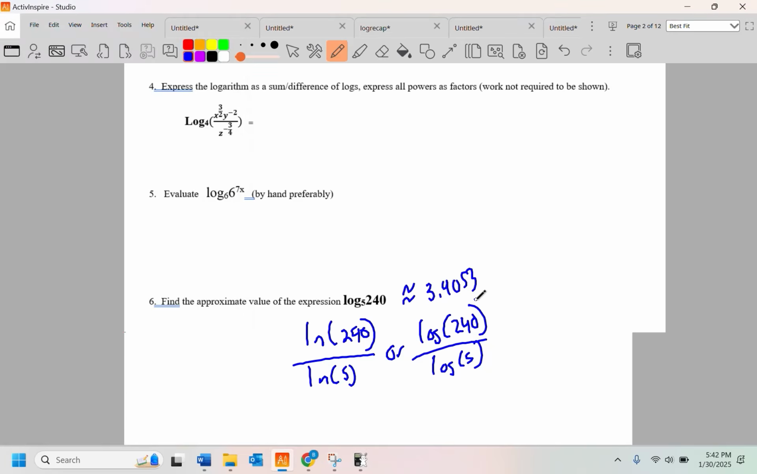Evaluate log base 6 of 6 to the 7x, and it says by hand preferably. There is a way to do this with technology, and I'll show you because I've still got 18 minutes before I'm not getting paid anymore.